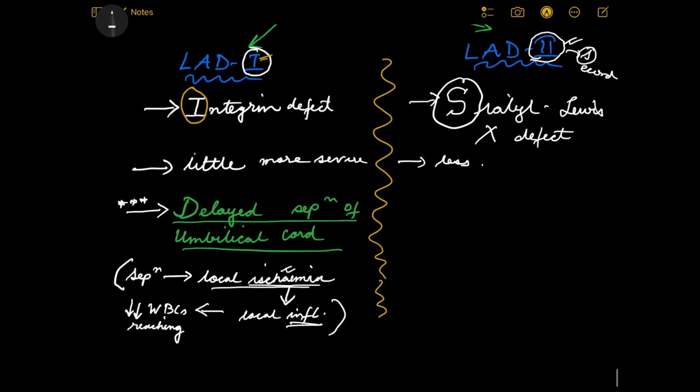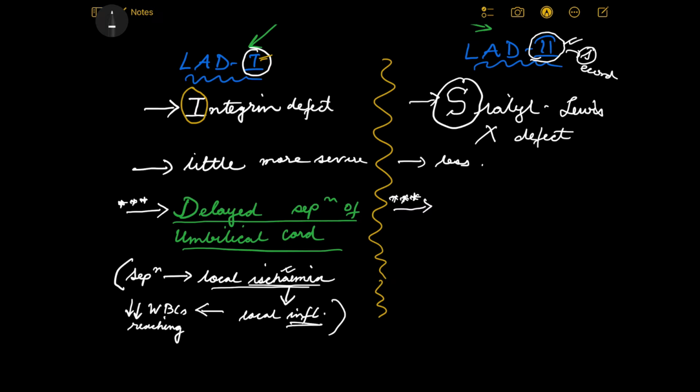Now, as far as leukocyte adhesion disorder type 2 is concerned, that is due to sialyl Lewis X defect. Again, what are the distinguishing features as far as the clinical picture is concerned? For understanding the distinguishing features, you need to understand how exactly sialyl Lewis X is defective or deficient in the first place.